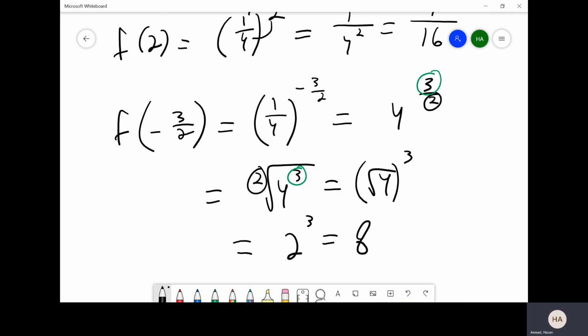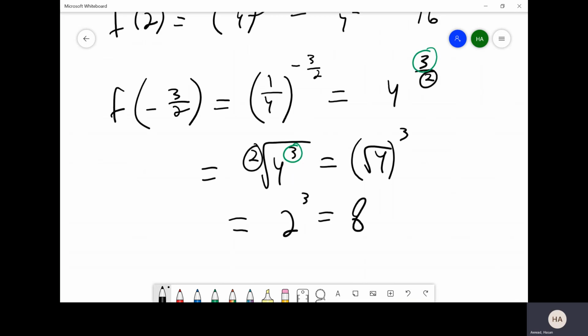And now we just take care of the 3 halves, and the exponent of 3 halves tells me I'm raising my base to the 3rd power, and I'm taking the square root. Okay, and then we, of course, like I just said, know we can do this in any order that we want.